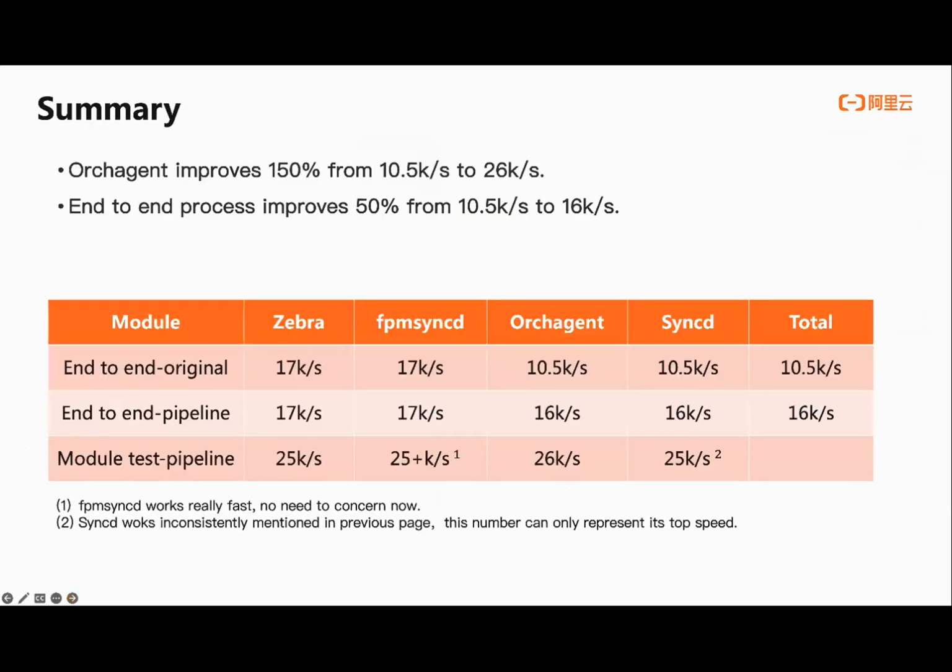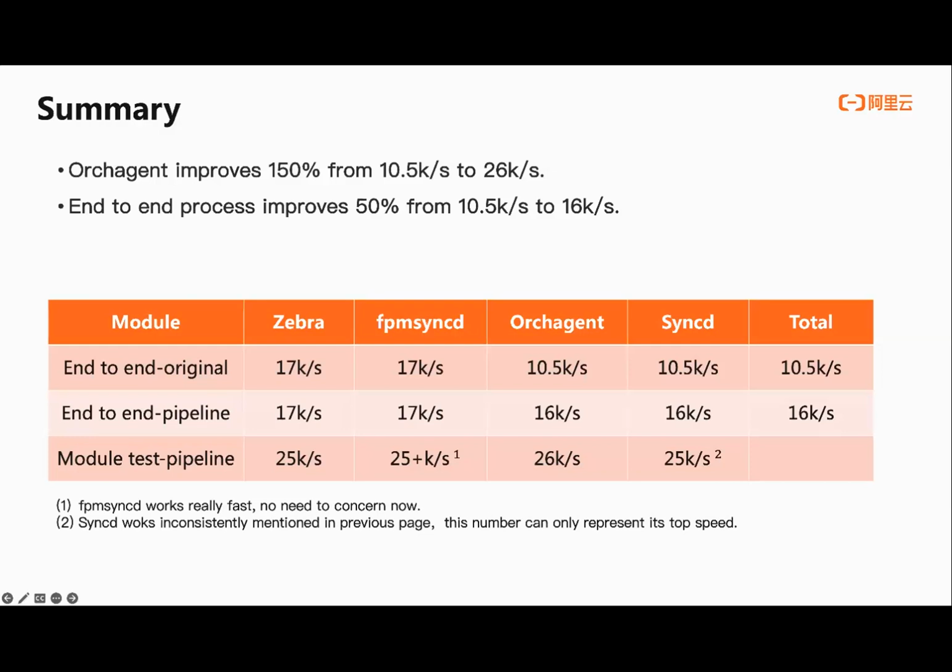So finally, with our approach of software pipeline, we improved Orchagent by 150%, from 10.5K per second to 26K routes per second. In the end-to-end process, it improves 50%, from 10.5K to 16K. And this table shows the speed of each module. From the original, you can see that Orchagent is the bottleneck. Its speed is slow. And from here, the end-to-end process is actually the same.